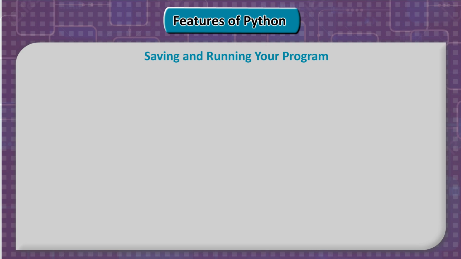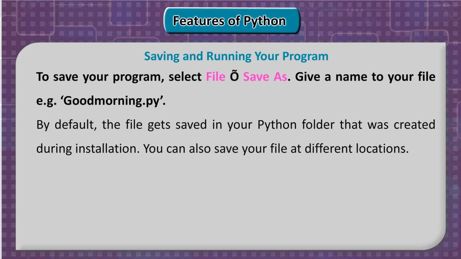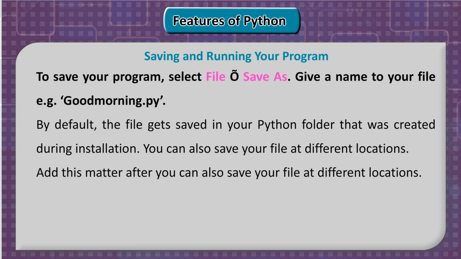Saving and running your program. To save your program, select File, Save As. Give a name to your file, e.g., goodmorning.py. By default, the file gets saved in your Python folder that was created during installation. You can also save your file at different locations.